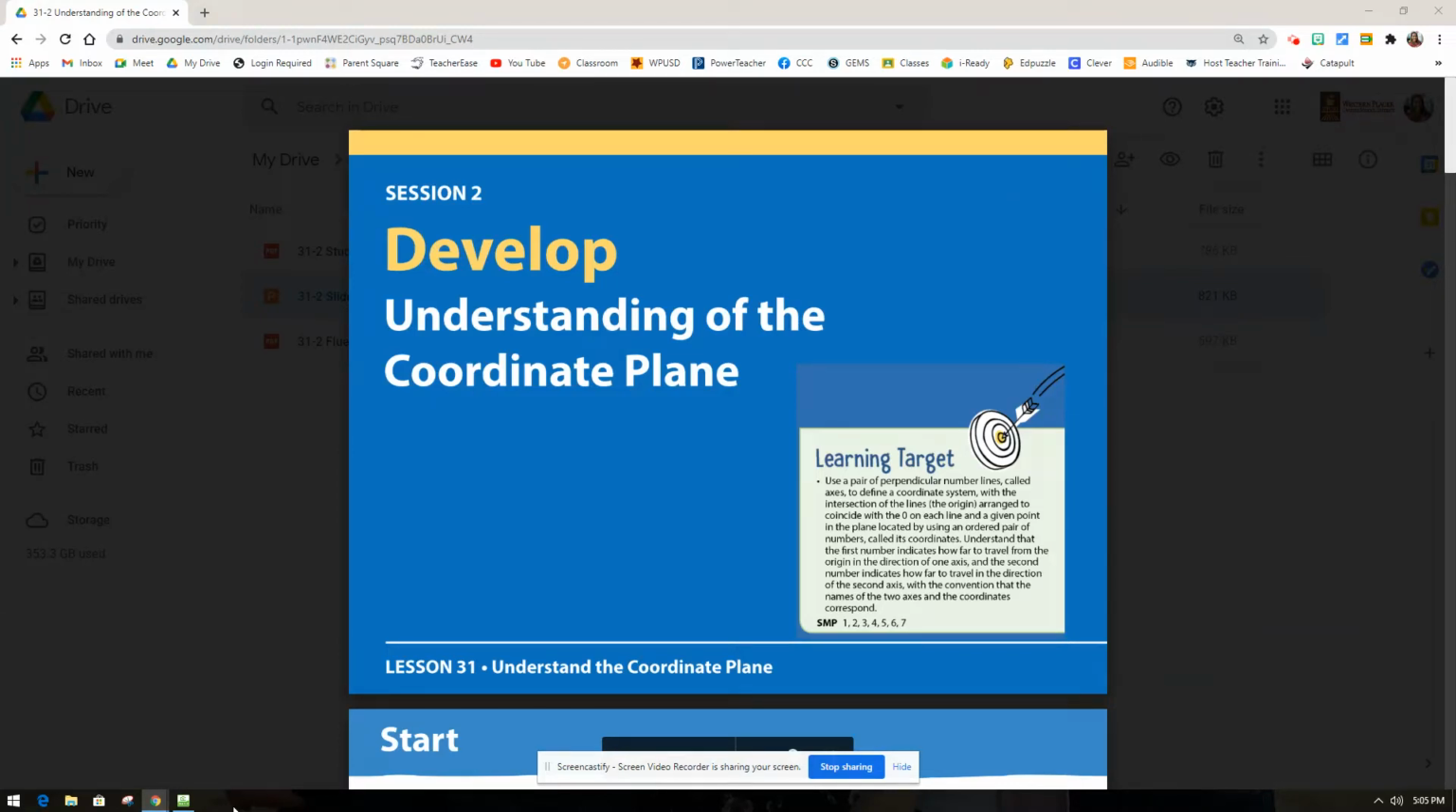We're going to continue our work understanding the coordinate plane. We learned quite a bit of vocabulary yesterday, so I'm going to go back over that vocabulary with you with a few examples, and then we'll get started. We'll be working in our Ready Classroom Math Workbook.